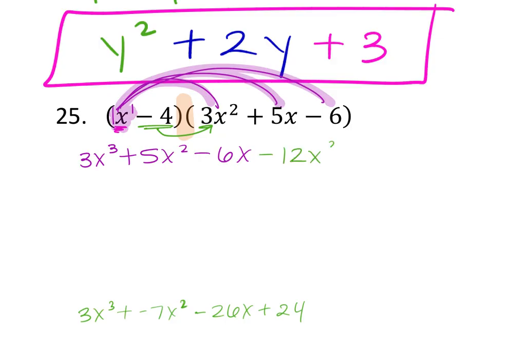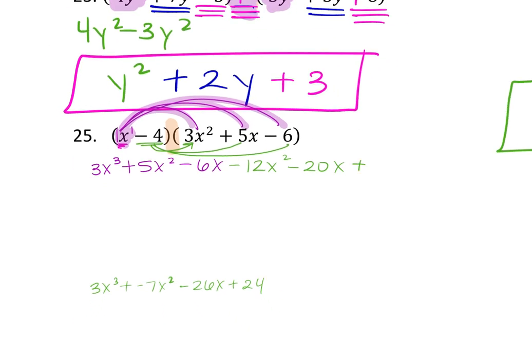Negative 12x squared. Okay, then negative 4 times 5x is a negative 20x. And then negative 4 times negative 6. 24. Plus 24. Okay. So now simplify. 3x cubed. Do you have a like term to that? No like term. So Chloe's good there. 5x squared. Do you have a like term? Negative 12x squared. She said plus a negative.